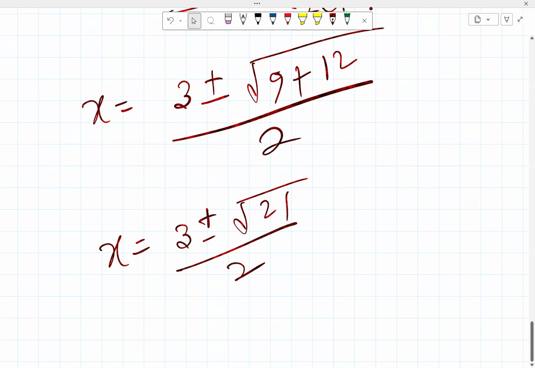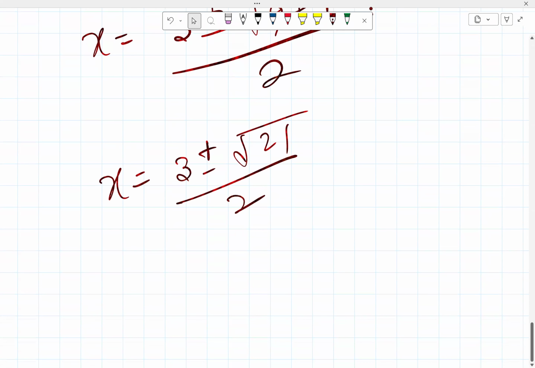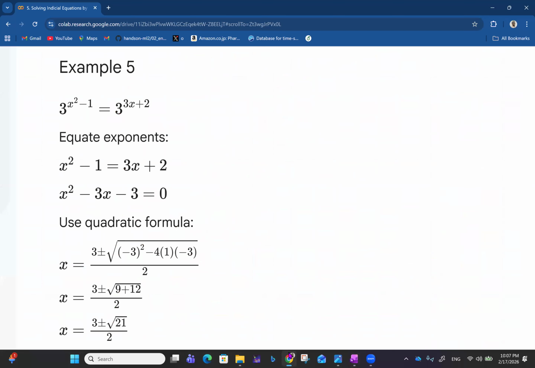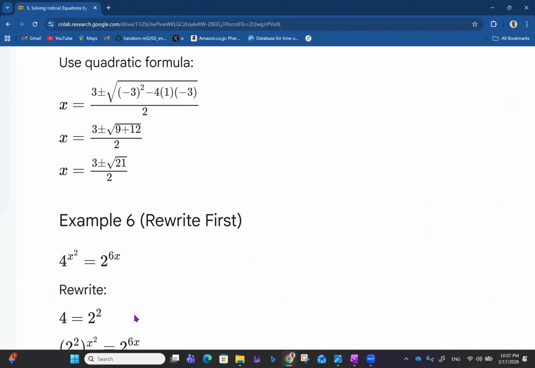If you want to split it up, you can say x1 is 3 minus root 21 all over 2, and x2 is 3 plus root 21 all over 2. If you want to get it in decimal form, you can punch a calculator to get all this out. So that's why x is 3 plus or minus root 21 over 2.